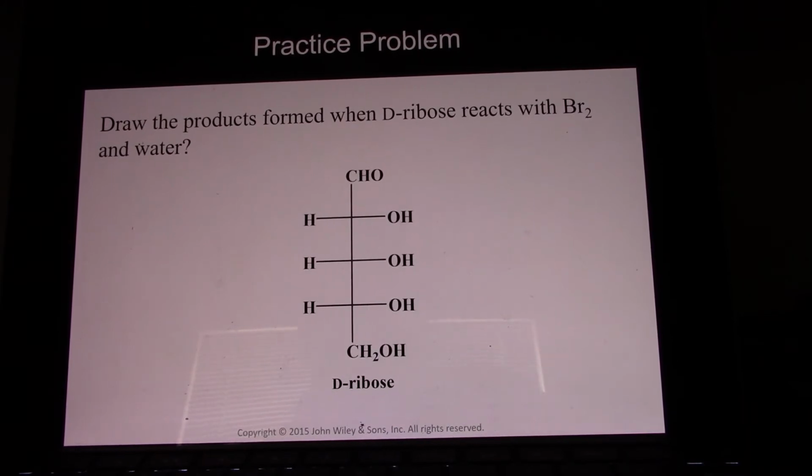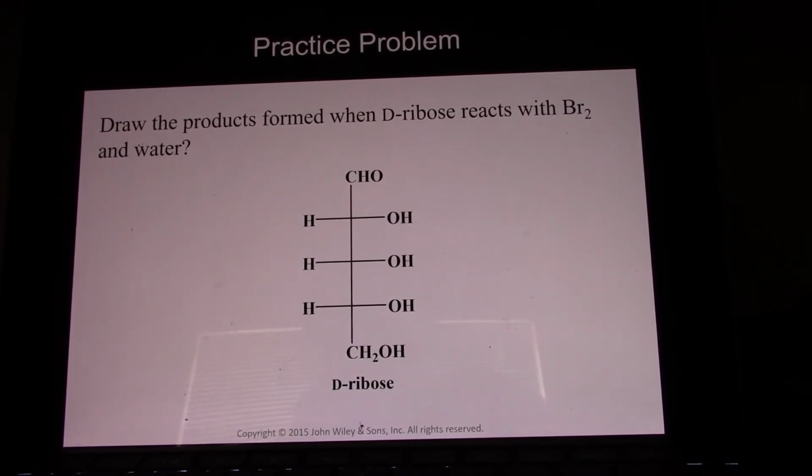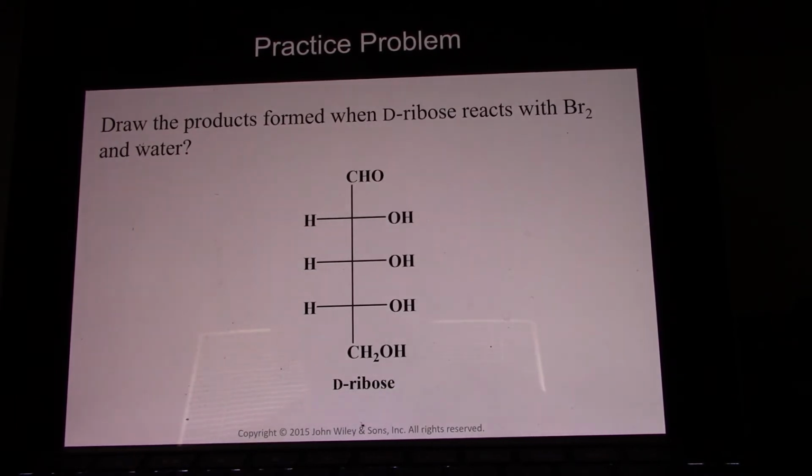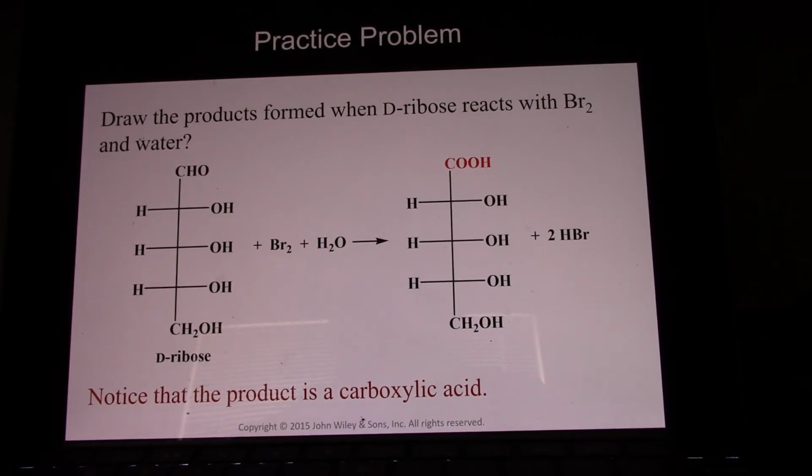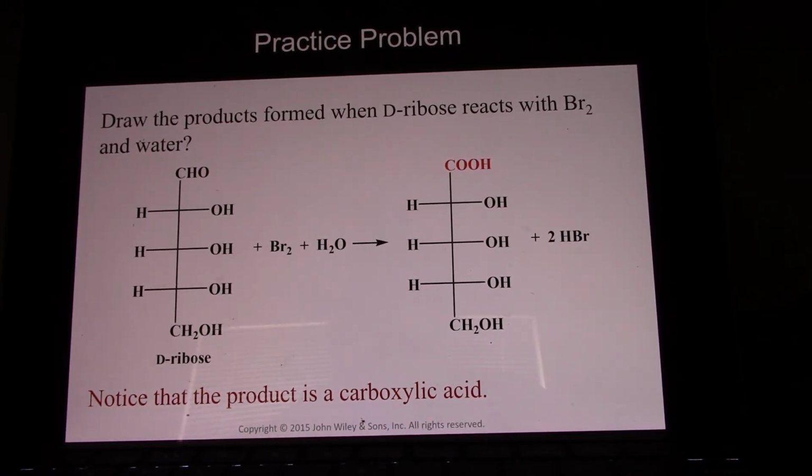Alright, draw the product formed when D-ribose reacts with bromine in water. Again, you're going to oxidize the aldehyde group, but it's not strong enough to oxidize the primary alcohol group, giving you the carboxylic acid. But the bottom primary alcohol stays the same.